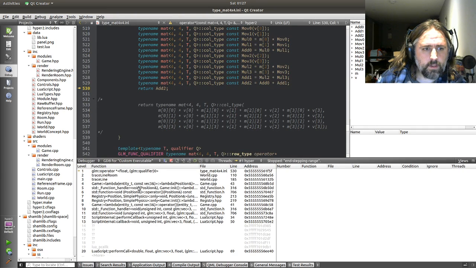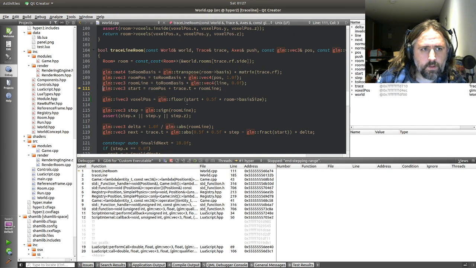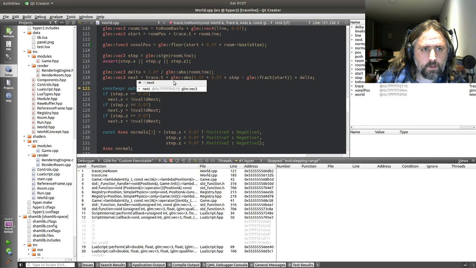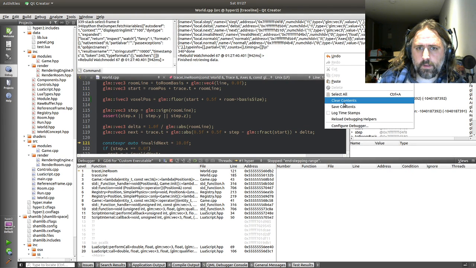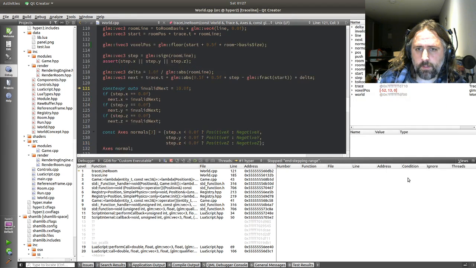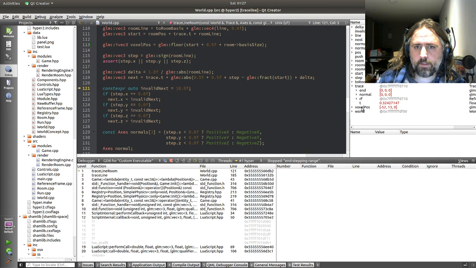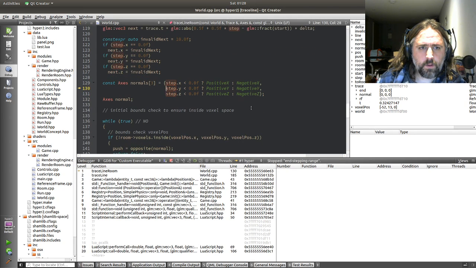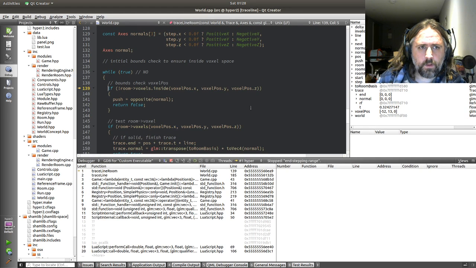Yeah, we don't care about GLM. We're gonna go across... What is the trace at? Oh, look at this. Reload the damn debugging helpers. Why would you not have them always loaded? So the trace is currently at about a third of the way along. That's cool. Right.